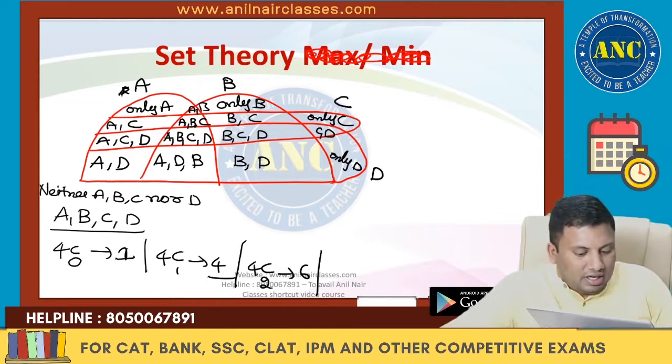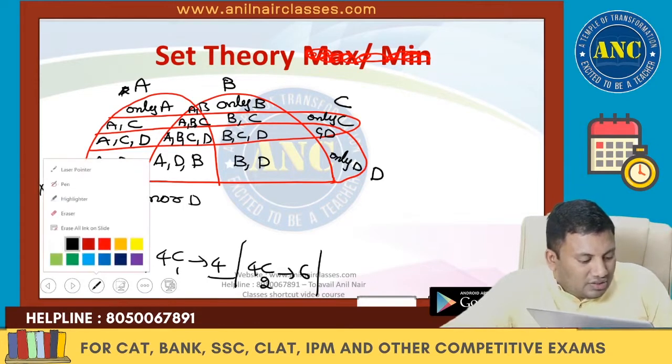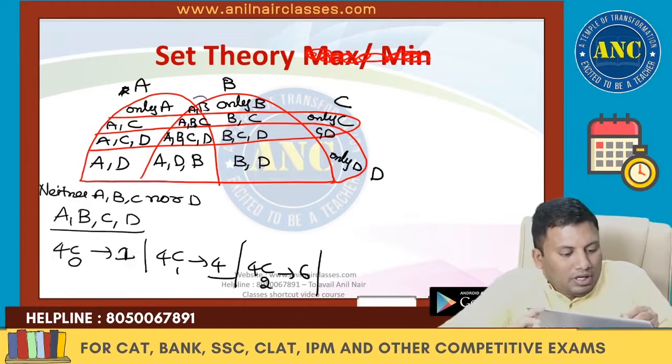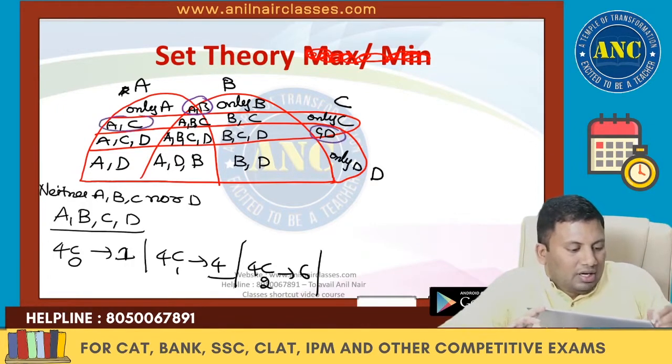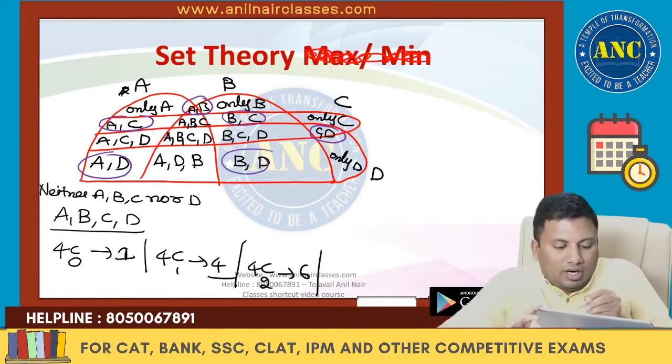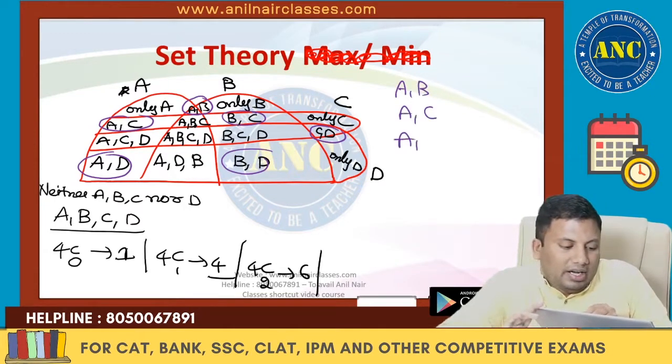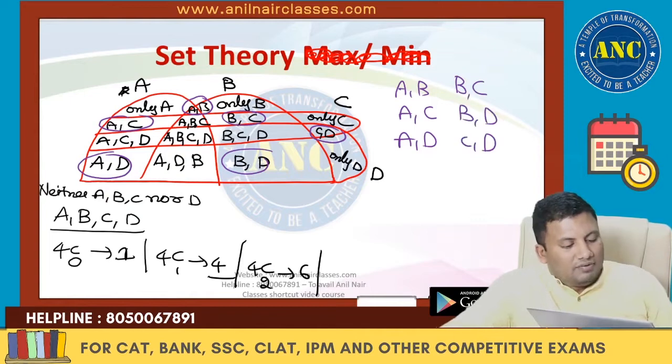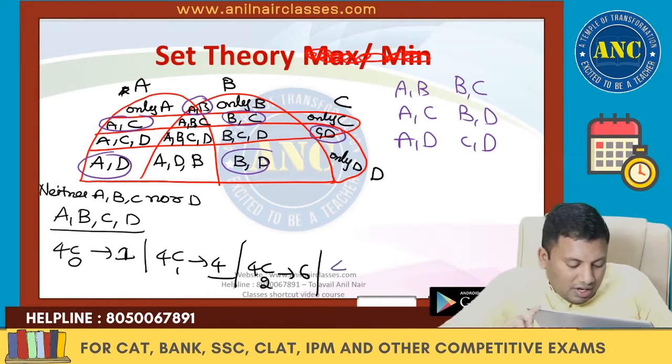Let us see whether you got 6 regions which contain only 2. A and B 1, C and D 1, A and C 1, A and D 1. Next one, B and C 1, right, B and D 1. So what did we get? AB we got, AC we got, AD we got, BC we got, BD we got and CD we got, which is 6. I hope it is clear.